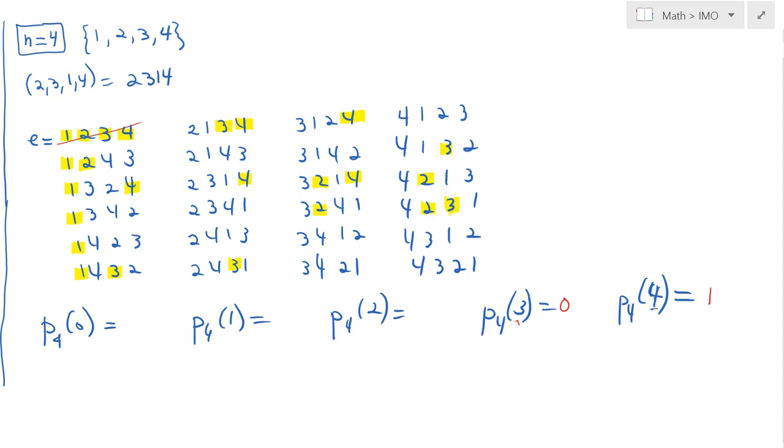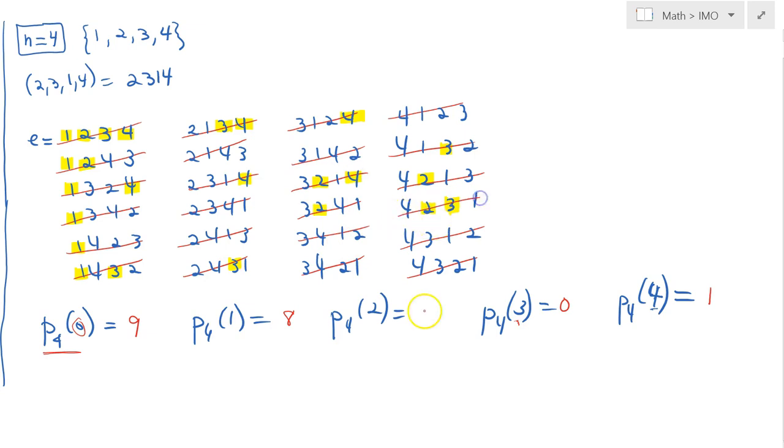The rest is counting carefully. Let's count those permutations which have no fixed point. All of these have fixed points. This one doesn't. So we have 1, 2, 3, 4, 5, 6, 7, 8, 9. 9 in here. And how many with one fixed point? 1, 2, 3, 4, 5, 6, 7, 8. 8 in here. And finally, how many with 2 fixed points? The remaining ones. 1, 2, 3, 4, 5, 6. 6 of these.